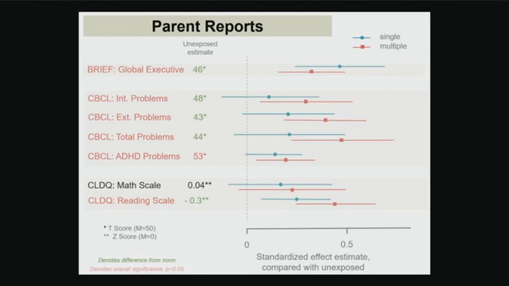I want to emphasize this is not that they're having terrible difficulties. If you look at, for the unexposed kids, these are t-scores, so the mean is 50. So the unexposed kids had less than normal problem reports. So the more exposed kids have more problems, but it's not as though they have tremendous problems, if that makes sense.